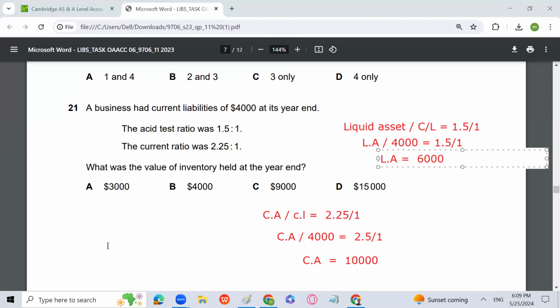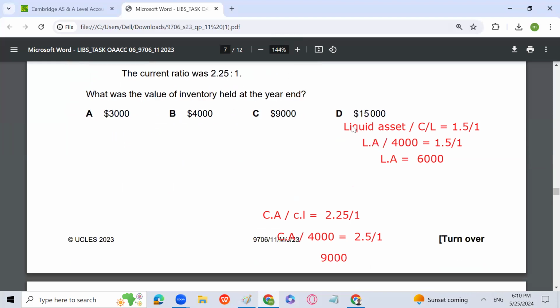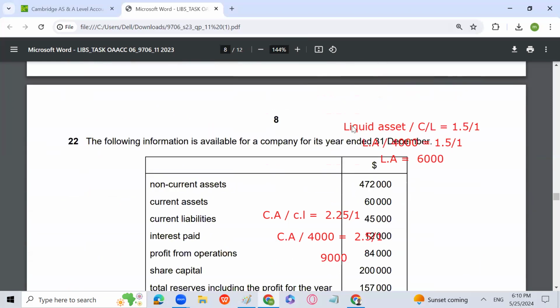So now we can easily do that. As it is 2.25, the current assets are going to be 9,000. So 9,000 minus 6,000, A is the answer, right? So A is going to be the answer for this question, that the inventory is going to be A 3,000. 2.25 multiplied by 4,000 will be there.